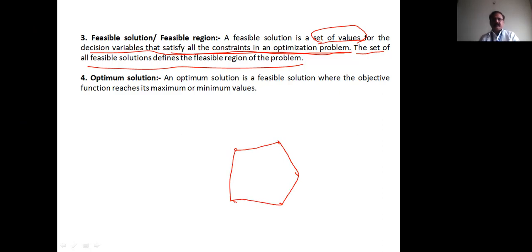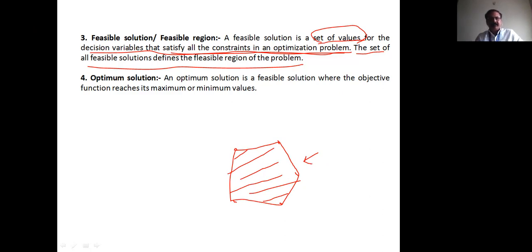This is nothing but the feasible region for the given problem. This is the difference between a feasible solution and a feasible region. Sometimes it is also called the bounded region.